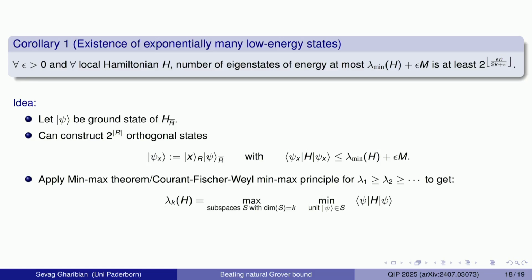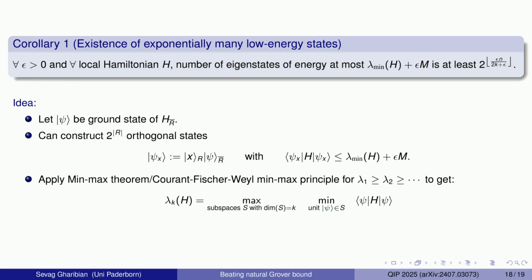This is not quite enough to argue that the Hamiltonian itself has that many eigenvalues below that cutoff. That's a different story. To make this fully formal, you have to apply something like the min-max theorem, and then this will really tell us that below this threshold, the original Hamiltonian H really has this many eigenvalues. That's it. Again, very simple.